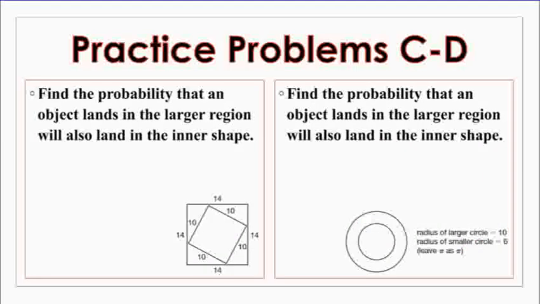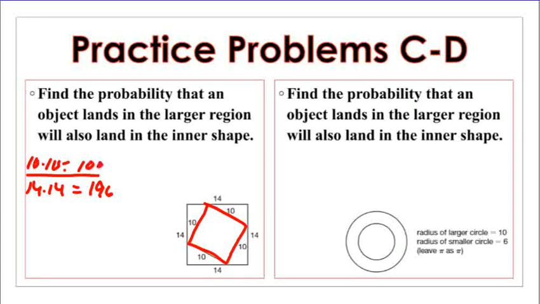Next, find the probability that an object lands in the larger region will also land in the inner shape. So it has to land on this inner square here. So the area of the big square, 14 times 14, 14 squared equals 196, over the area of the large one, which is 10 by 10, which is 100. So we got 100 divided by 196 gives us an answer of 0.51, and that's rounded to the nearest hundredth.